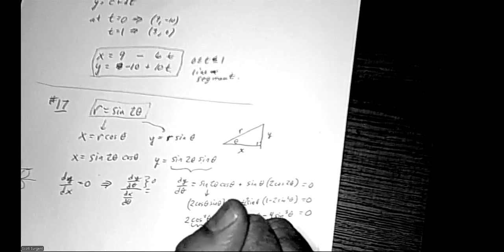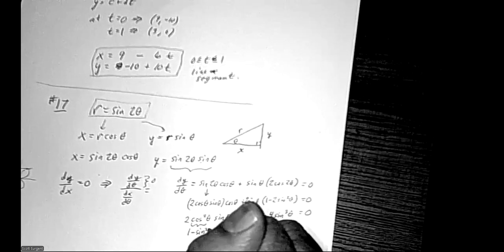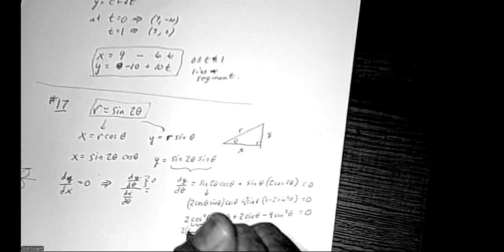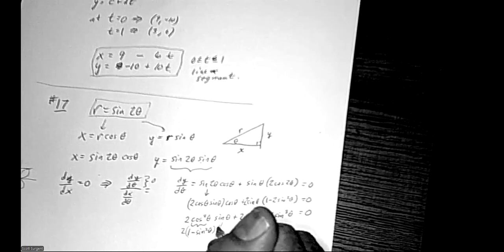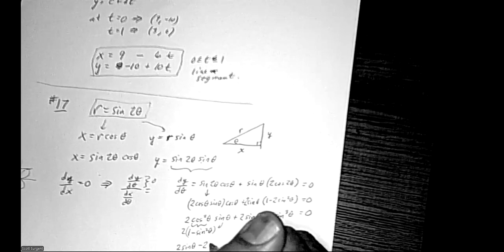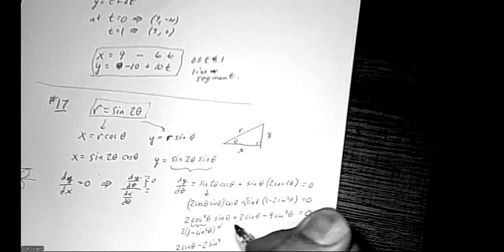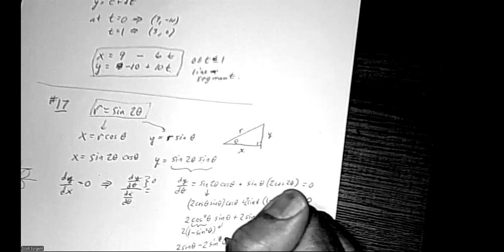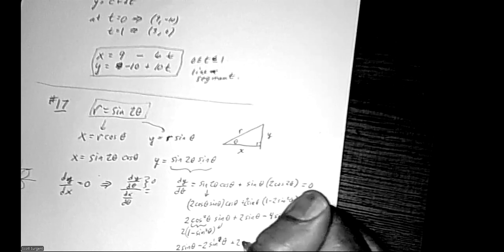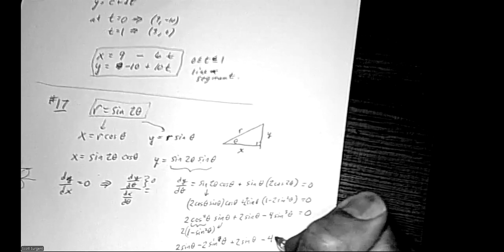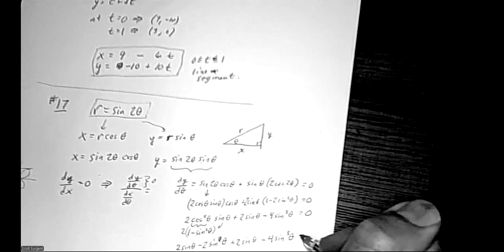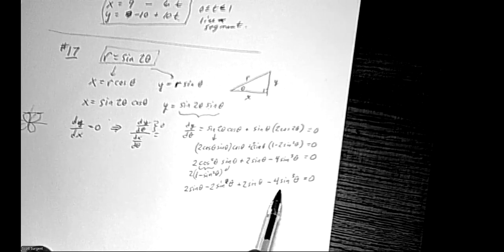This cosine squared can be taken as 1 minus sine squared theta. So let's go ahead and do that, and I'll distribute both ways. I'm going to have 2 sine theta, take away 2 sine cubed theta, and then 2 sine theta. I'm just copying down. You still with me on this? Yeah, it looks like it's going to clean up.